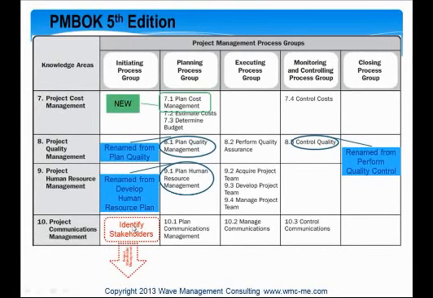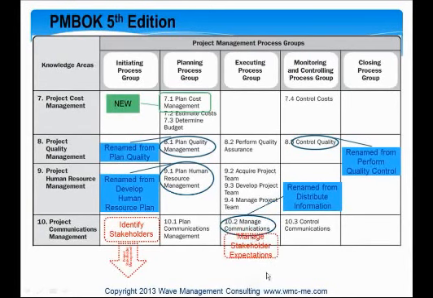You will notice that there was a process here called Identify Stakeholders in the Project Communication Management. That was in the PMBOK 4th edition. Now, this process has been moved to the newly introduced knowledge area of Project Stakeholder Management. So we'll see that later. They renamed Distribute Information to Manage Communications, and they removed Manage Stakeholder Expectations and moved it to the appropriate knowledge area of Stakeholder Management.